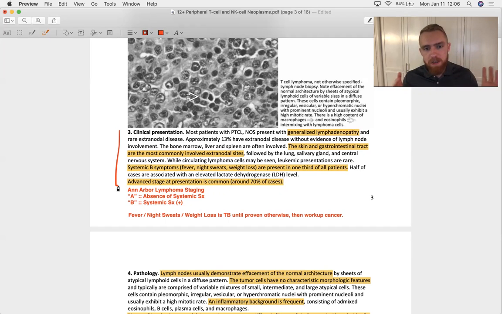I want to take this moment to pause and remind you that tuberculosis is an infectious disease that can cause fever and night sweats and weight loss. So if you get a patient who is presenting to you with those systemic B symptoms, you might want to work up tuberculosis as well before you jump to, oh, what white cell cancer is this, you know?